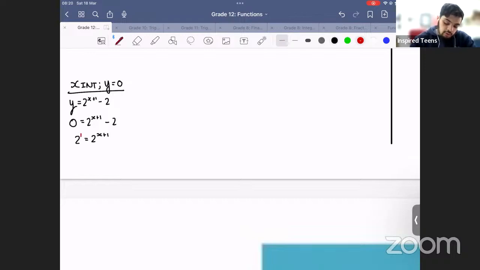This is like 2 having 2 to the power of 1. My bases are the same, so they can cancel each other out. When they cancel each other out, I'm left with 1 is equal to x plus 1. I take 1 over to that side, it becomes 0. 1 minus 1 is 0, so therefore x is equal to 0.